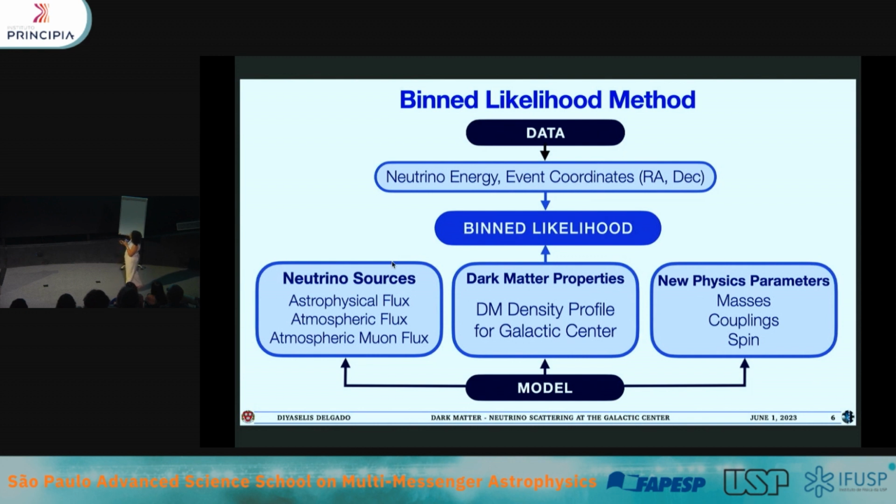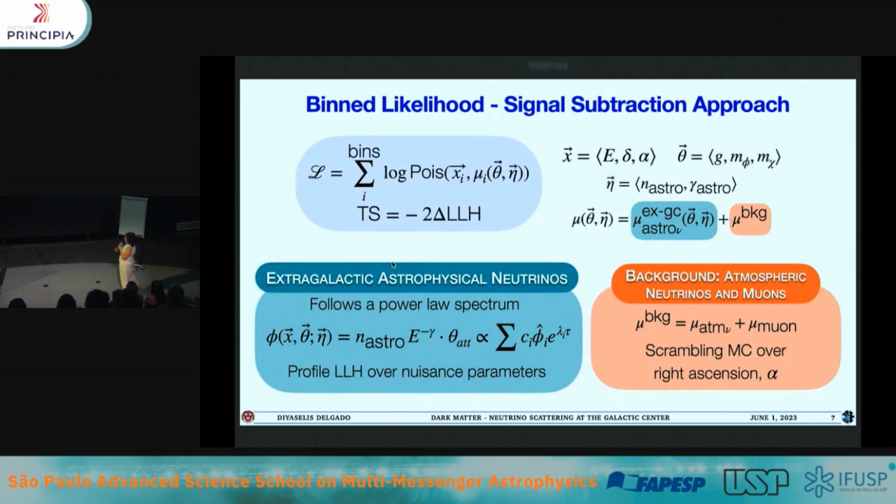Then you have to take into consideration your dark matter properties. So as we heard yesterday, there are many different dark matter profiles, and we have to tackle it, or you have to integrate it for the galactic center, so it becomes a column density. And then finally, you can add your new physics. So this is when we can also get really creative. And this is where your dark matter parameters come in. Next slide. So this is what it would look like.